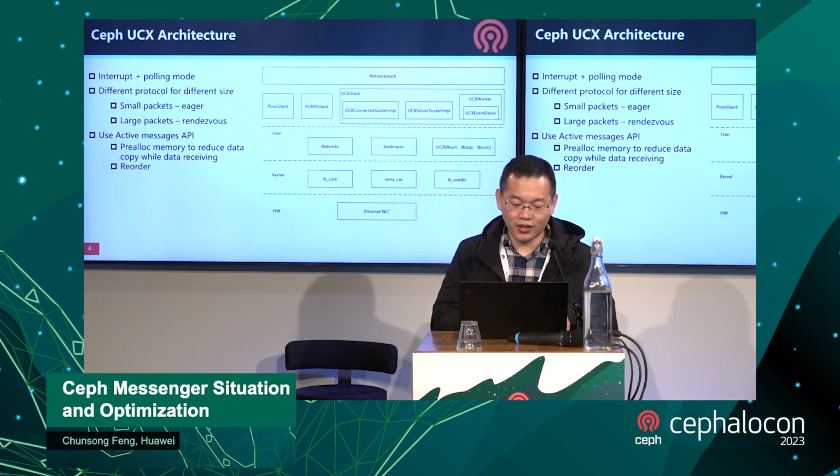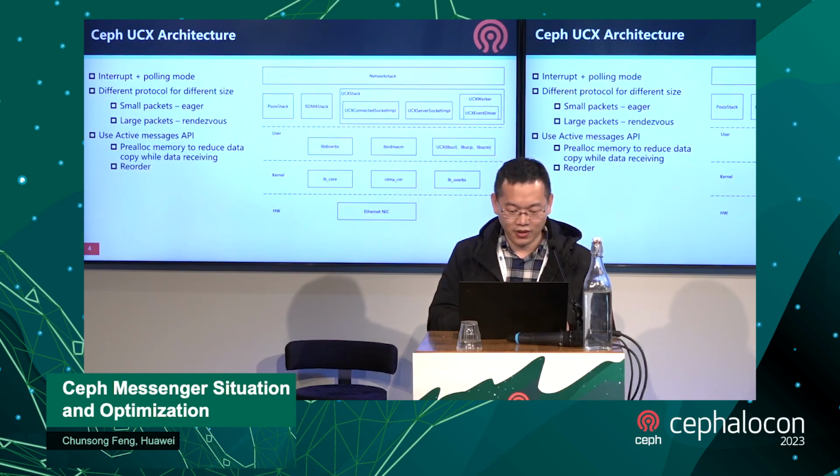While sending and receiving messages, we use a different protocol for different sizes: Eager for small packets and Rendezvous for large packets. Eager and Rendezvous protocols are both UCX features.